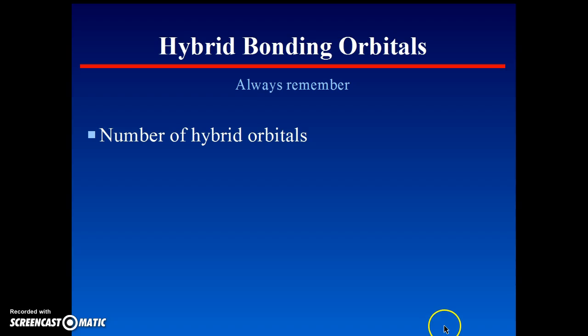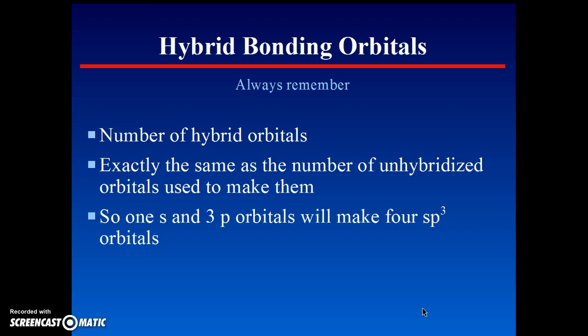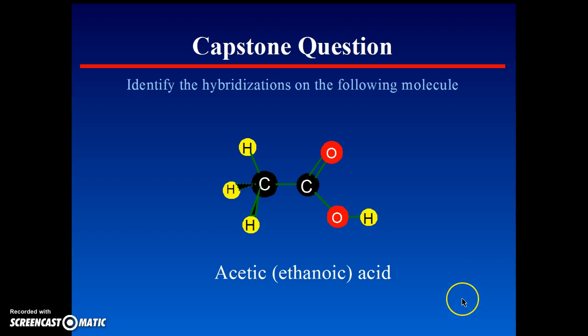Always remember, the number of hybrid orbitals is exactly the same as the number of unhybridized orbitals used to make them. So don't lose any. So if you have 1 s and 3 p orbitals, you'll get 4 sp3 orbitals. If you have 1 s, 3 p, and 1 d orbital, it'll make 5 sp3d orbitals. Again, no test on that. So, why don't you identify the hybridizations on the following molecule? You can stop the video while you work it out.